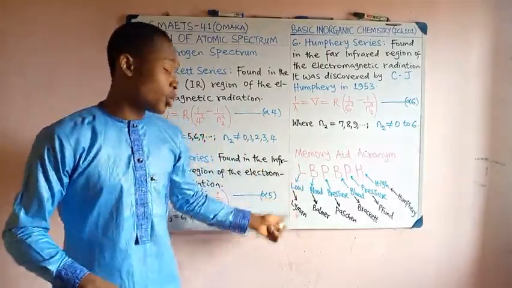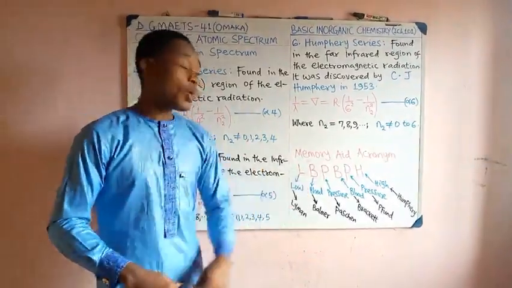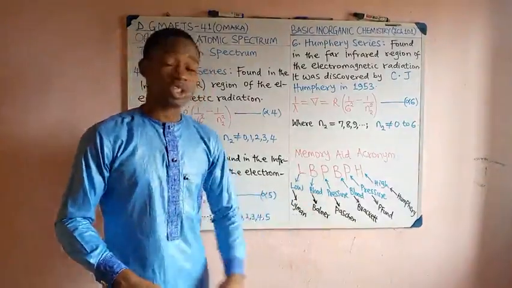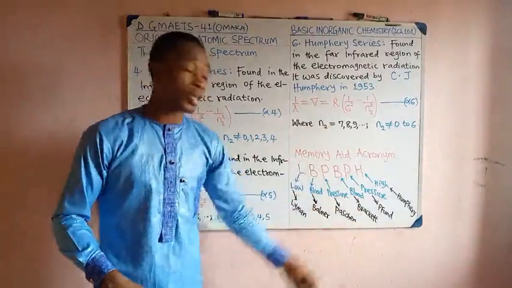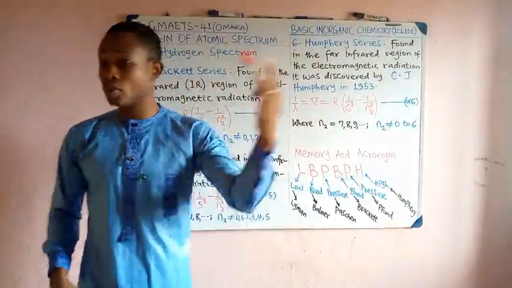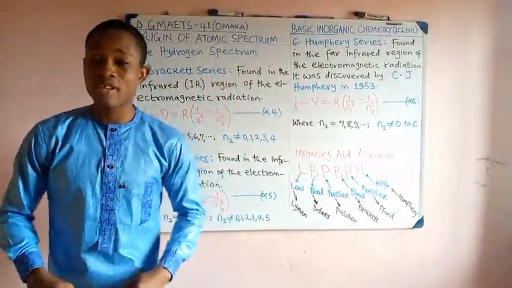We have the first, low, here is Lyman. The second, we have B, blood, for what? Balmer. We have P, pressure, for Paschen. The next B, blood, represents Brackett. Then the next P is Pfund. And then we have our H, which is high, representing the Humphrey series.